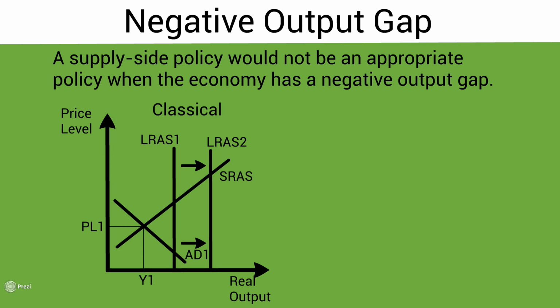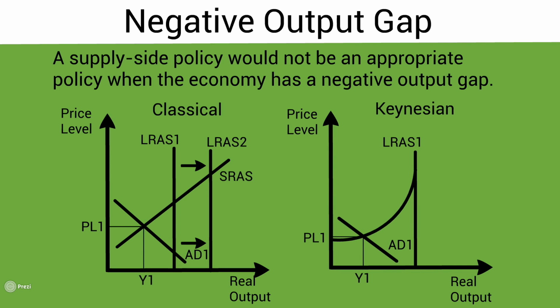The same picture is shown on the Keynesian diagram. Here our economy is at an equilibrium with the price level at PL1 and real output at Y1.